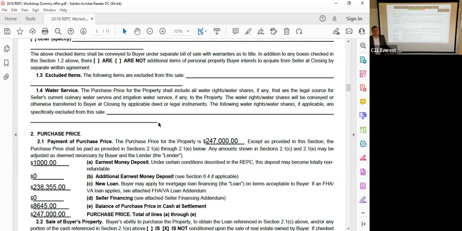But let's say the MLS says the seller will leave the swing set if you want it. And I ask the buyer, do you want the swing set? And they say, I don't really care, if it's there, great, if it's not, I don't care. Then in that scenario, I probably would not exclude it. But if the buyer said, I don't want the swing set and I want it gone, I would put excluded swing set.